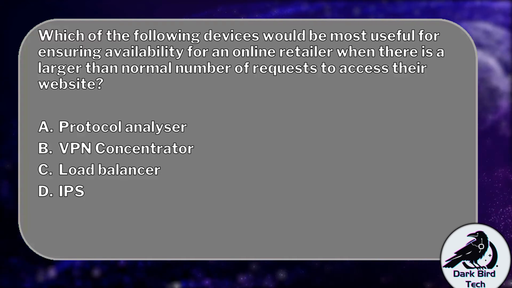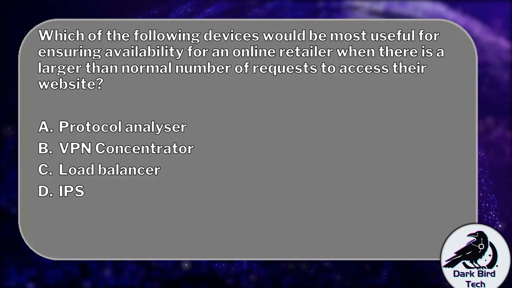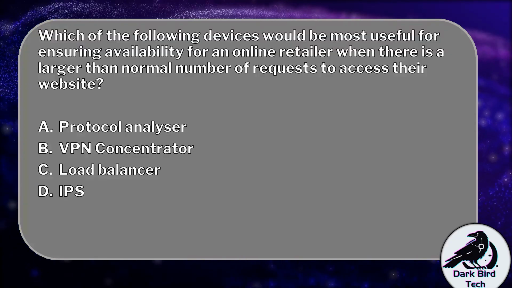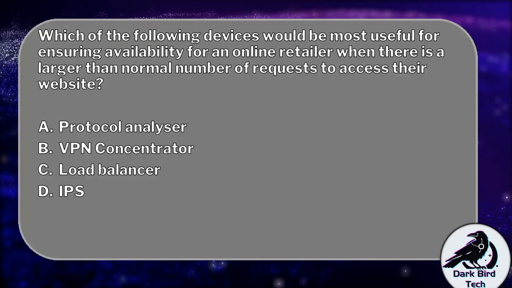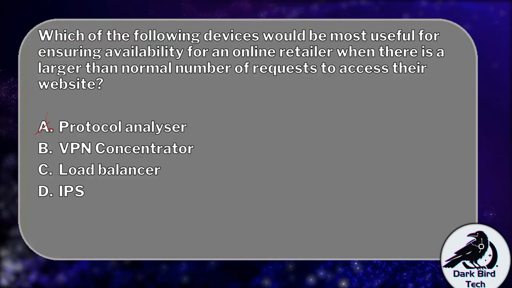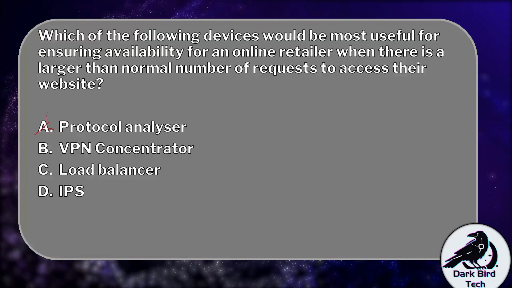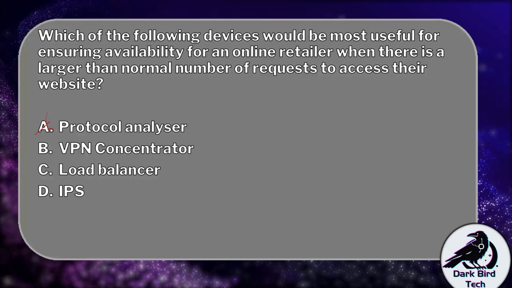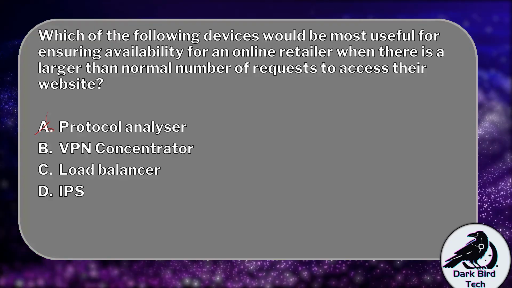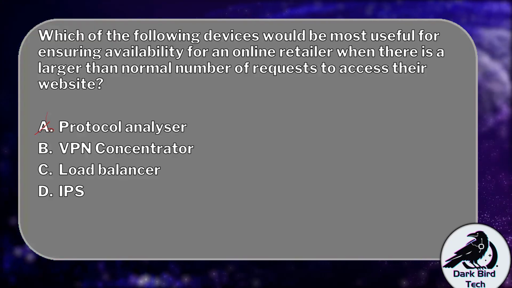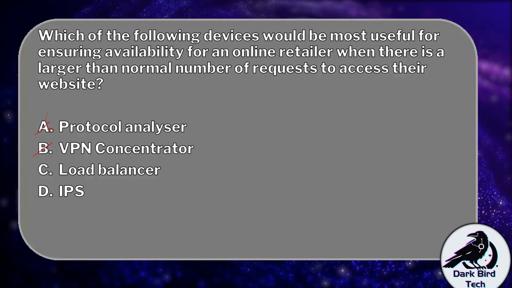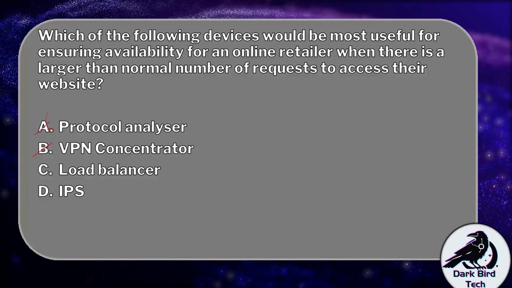So protocol analyzer, don't get me wrong, is really useful for us to understand what's going on in a network. But we already know what's going on. An online retailer has got a large number of web requests coming through, and they're battling to keep up. So a protocol analyzer is going to be for investigation, but we're not doing that here. We're trying to fix a problem, not investigate a problem. A VPN concentrator is obviously a very popular option whenever you hear about something to do with people accessing something. But this is customers accessing an online retailer's website, not remote users. So I don't really think many customers would be using a VPN to access a retailer's website.